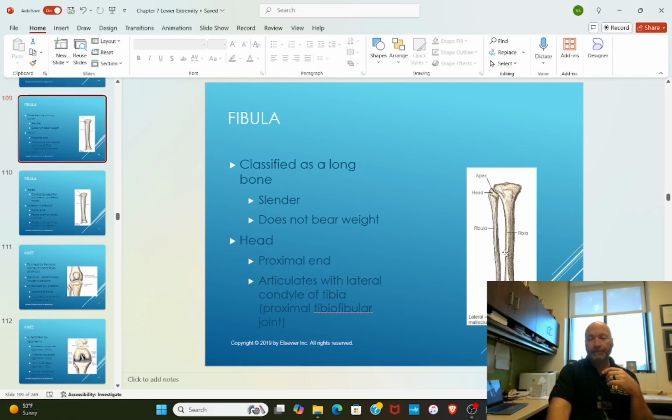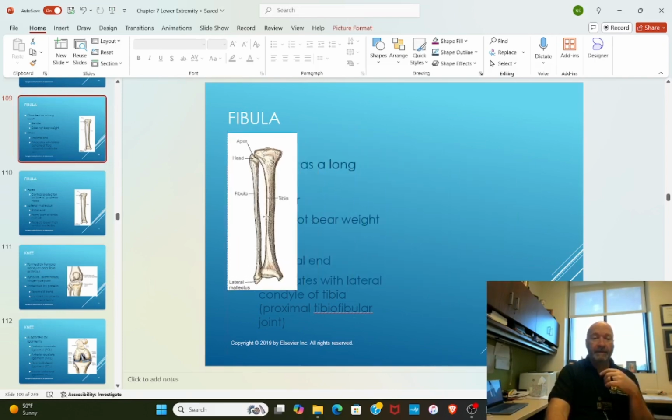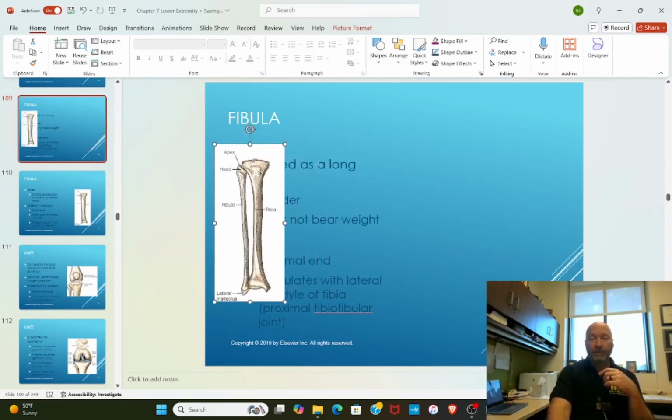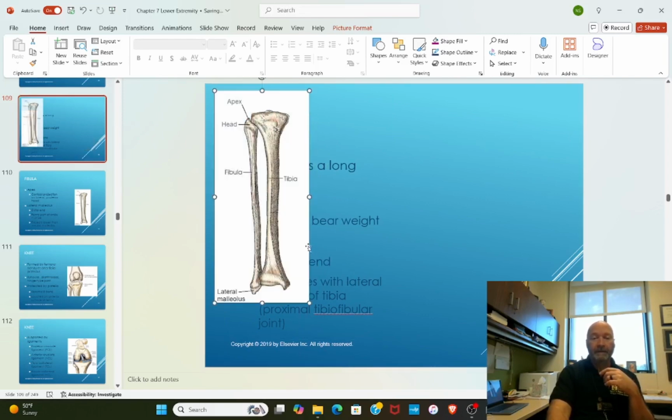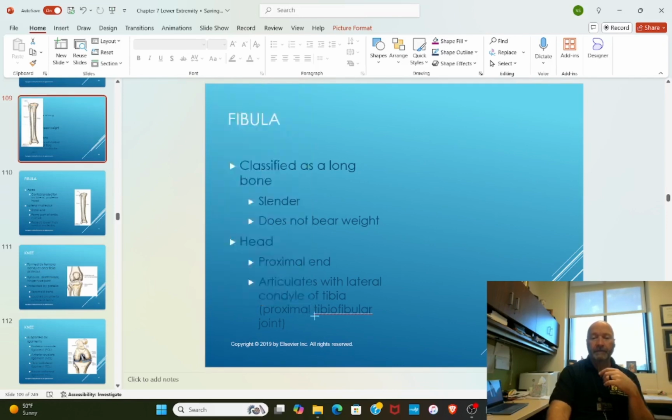It is a long bone. I did not... both of them are long bones. I did... I forgot what I was going to say.